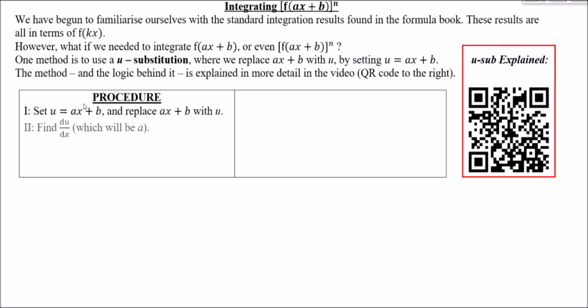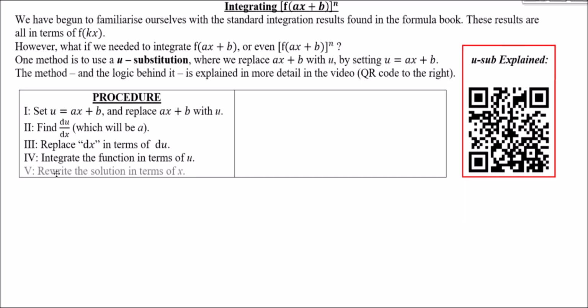Step 2, find du by dx. Differentiate u with respect to x, which of course will just be a. Step 3, replace dx in terms of du using step 2. Step 4, now integrate the function in terms of u. Then finally, because u is just our substitution and the original function would have been in terms of x, put it back to what it was in its original form. So step 5, rewrite the solution in terms of x.